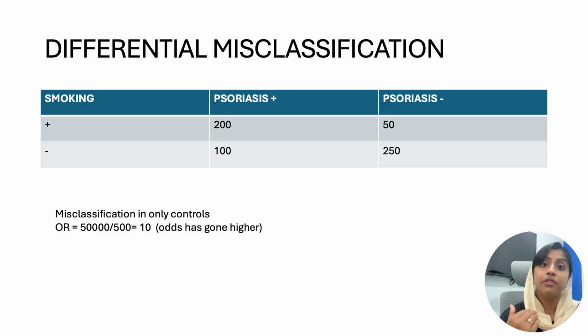Let's take the example of differential misclassification. As I mentioned before, differential misclassification means misclassification only occurs in one particular group. So imagine that this has occurred only among controls. In this case, the odds ratio that I'm getting while calculating is 10. So the odds has gone higher. As we've learned before, the odds can go up or the odds can go low. So this is the effect of differential misclassification.